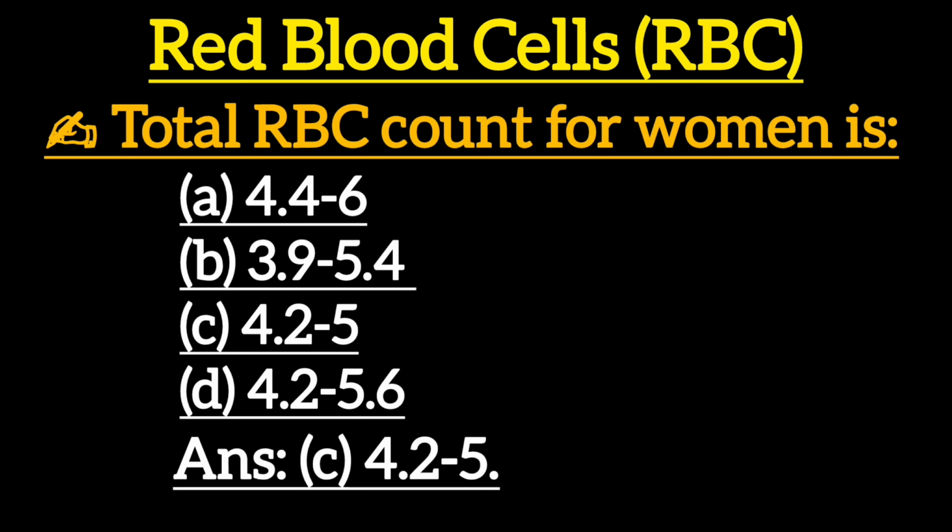Next one is, total RBC count for women is option A 4.4 to 6, option B 3.9 to 5.4, option C 4.2 to 5, option D 4.2 to 5.6. Correct answer is option C 4.2 to 5.